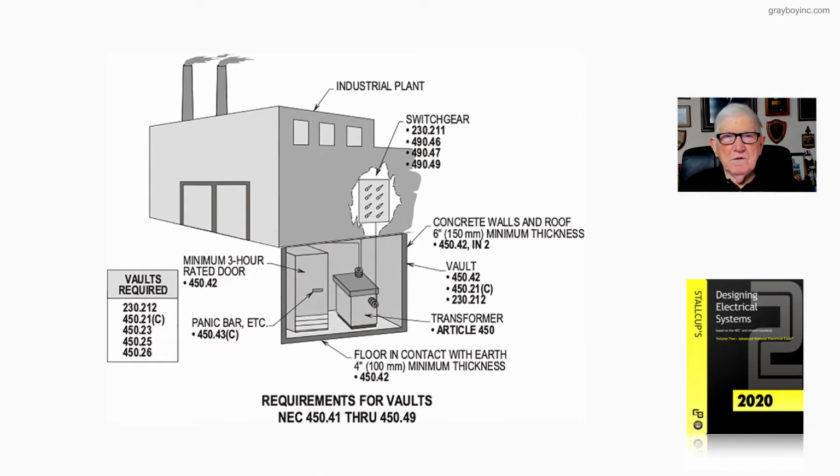Now let's look at this figure 17-11, and it deals with the requirements for vaults where you're installing transformers. Now notice in the vault requirement loop that we have at the left bottom side of the illustration, we suggest you look at 230.212, 450.21(C) is in there, 450.23, 450.25, as well as 450.26.